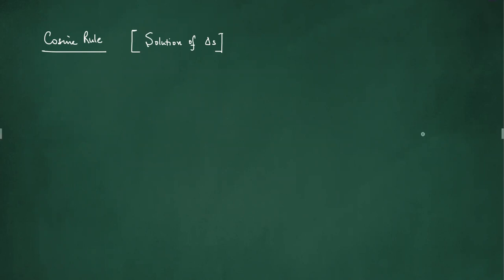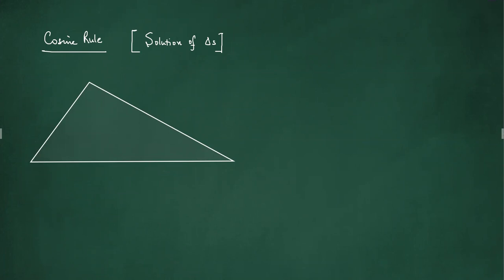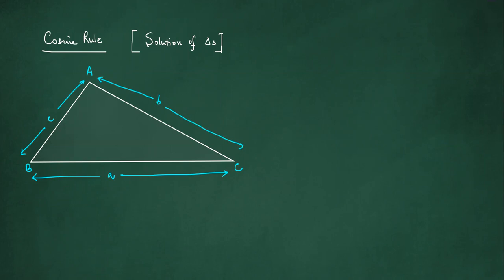So what exactly is this cosine rule? Let's say that you have a triangle like this. Let's draw it again. Let's say this is point A, this is point B, this is point C. The side which is opposite to angle A is denoted by small a. The side which is opposite to angle C is denoted by small c. And likewise, this is going to be denoted by small b. So now this angle is angle A, this angle is angle B, and this angle is angle C.